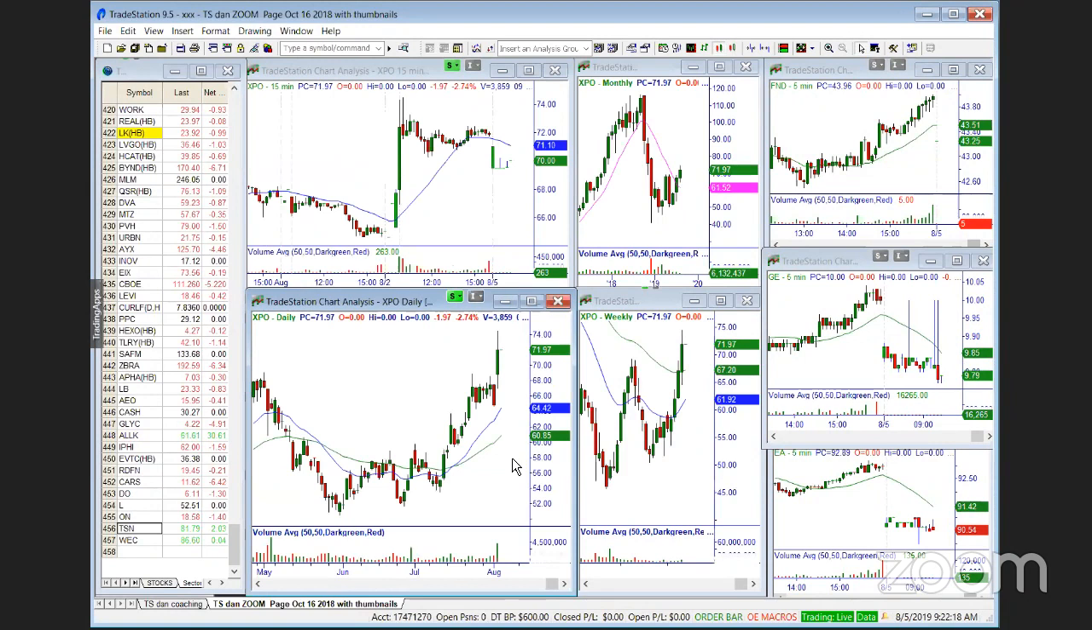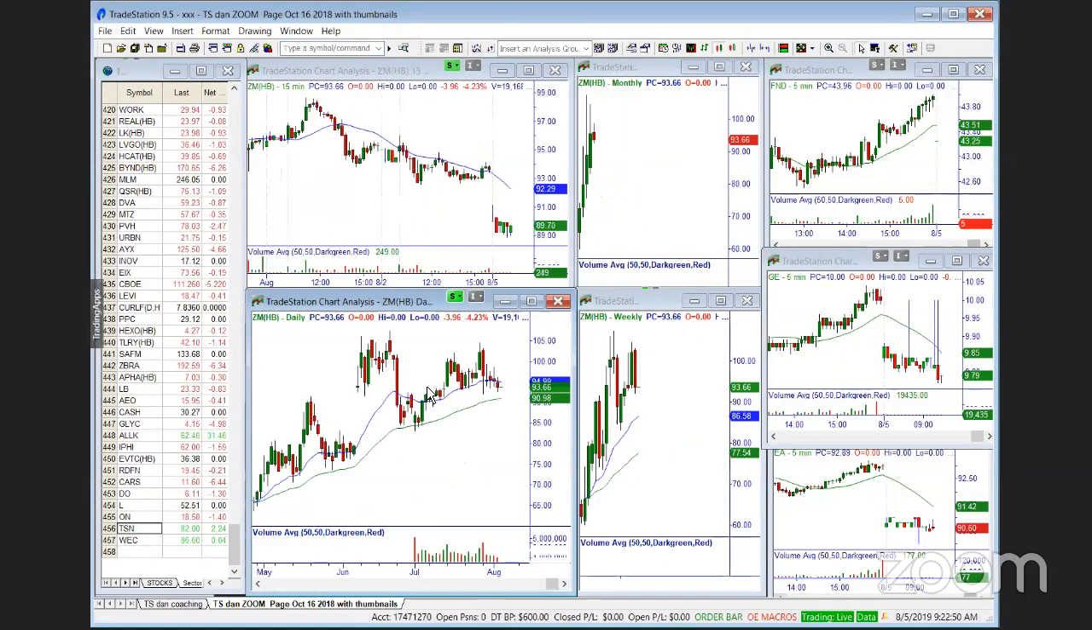XPO, we have a put spread gapping down here, but our put spread is the 65s, so it's way far away. And that's it. So our only problem child, actually most of our portfolio is doing great other than the Zoom. That's our only problem child on the put side.